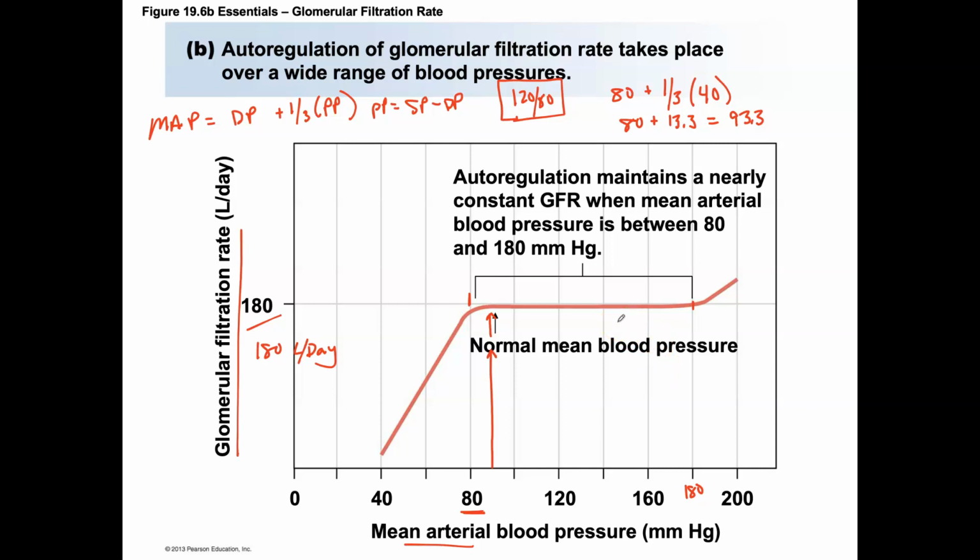And that's because we have these autoregulatory mechanisms that take place within the kidney to keep the GFR constant. So when MAP pressures are between 80 and 180, so if your blood pressure goes down or if your blood pressure goes up, as long as the MAP stays between 80 and 180, we can maintain filtration at about 180 liters per day. GFR is primarily regulated by changing blood flow, particularly through the afferent arterioles.